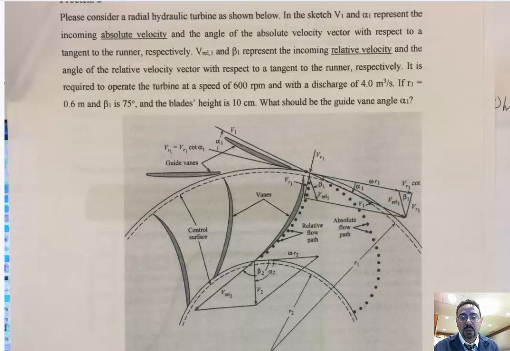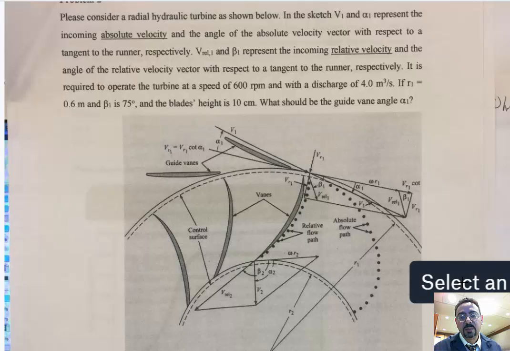Okay, let's do the homework. So we have turbo machines, a turbine. Here is V1 coming with an angle alpha 1, and that's what he wants us to calculate. And what's given to us is the RPM, 600 RPM, and radius R1, so we know then the U, right?